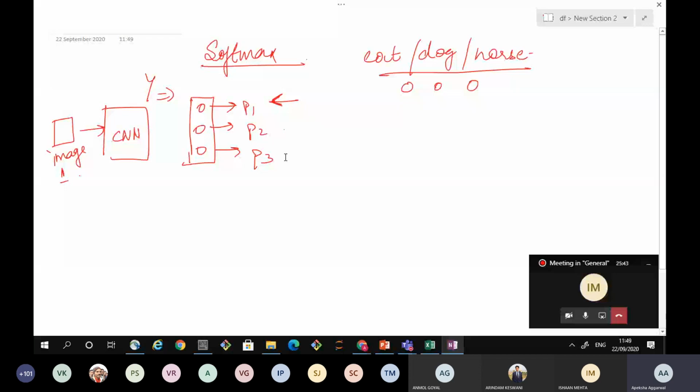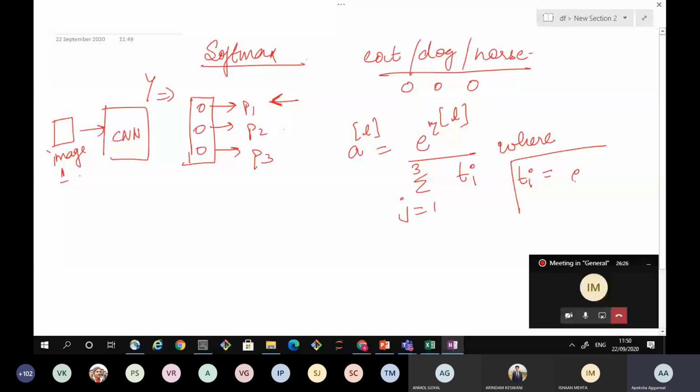I'll show you the formula for this. A^L is equal to e to the power t_i divided by the sum over j equals 1 to 3, where 3 is the number of classes, and t_i is equal to e to the power z^L. The denominator is the sum of all the t_j. So this is the whole calculation part.